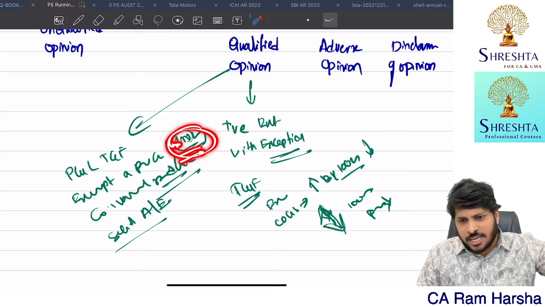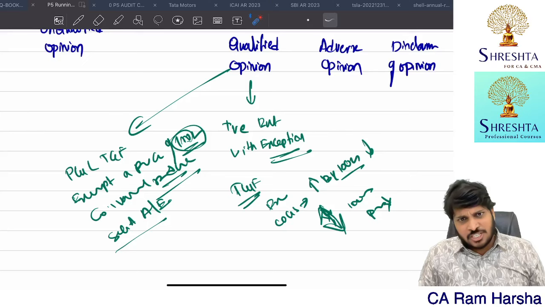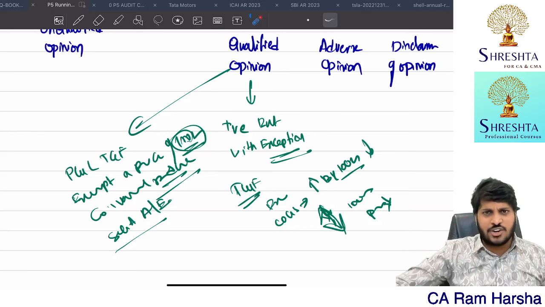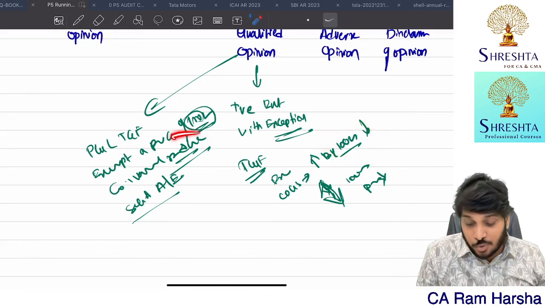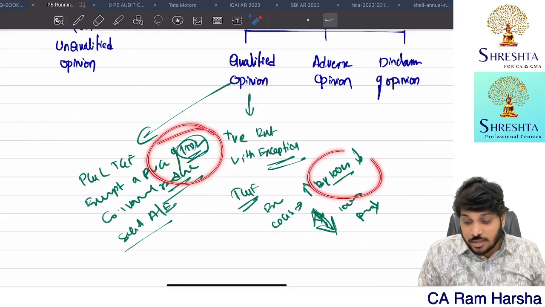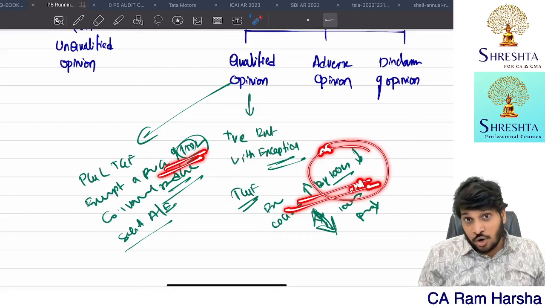So if I do not have evidence for a material item, or if I have evidence for a material item which is misstated, it is wrongly stated. In this case, it is wrongly stated. 100 crore is misstated, wrongly recorded. Whereas here 150 crore, evidence is not there. Getting the point? When evidence is not there and 100 crore worth of material mistake is there, in both these cases, we are giving qualified. Why? Why are we giving qualified even when evidence is not there, or when there is a material misstatement? I have a proof. Here I have a proof that it's a material misstatement. It's a misstatement which is important, which is big. Whereas here 150 crore, I don't know whether it's a mistake or not, but evidence is not there.